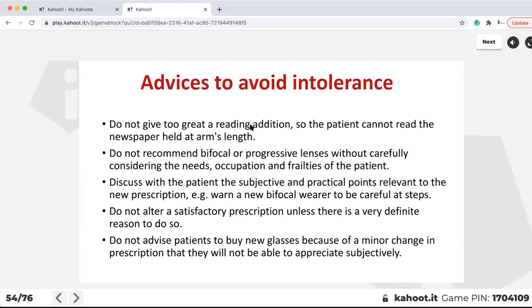Don't recommend bifocals or progressive lenses without carefully considering the needs and occupation of the patient, and discuss with the patient the subjective and the practical points relevant to the new prescription. And don't change a satisfactory prescription unless there is a very good reason to do so. And don't advise the patient to buy new glasses for minor changes of prescription. This is very important. So I hope that these are practical, important tips.